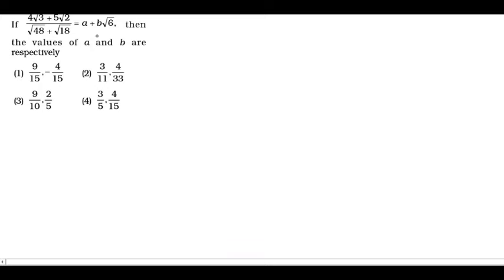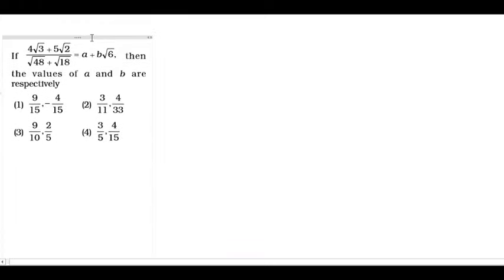If 4 root 3 plus 5 root 2 by root 48 plus root 18 equals a plus b root 6, then what are the values of a and b? So we can factorize it, but before factorizing, let's try to simplify it as much as possible. So it becomes, what does it become? 4 root 3 plus 5 root 2, already given, right?